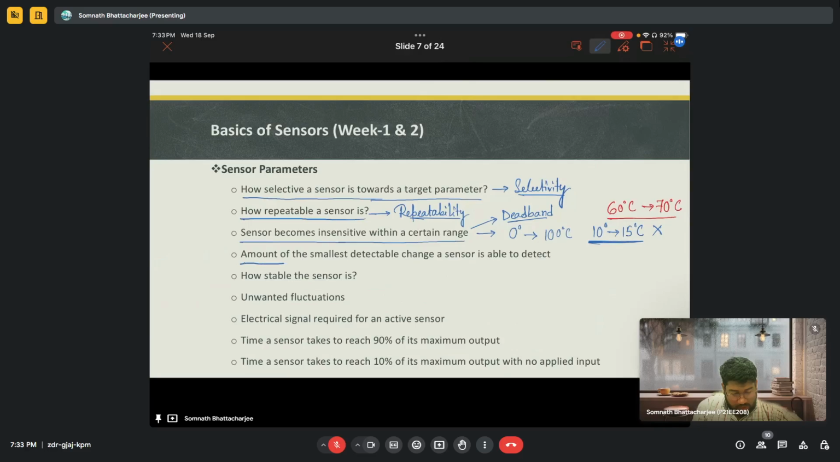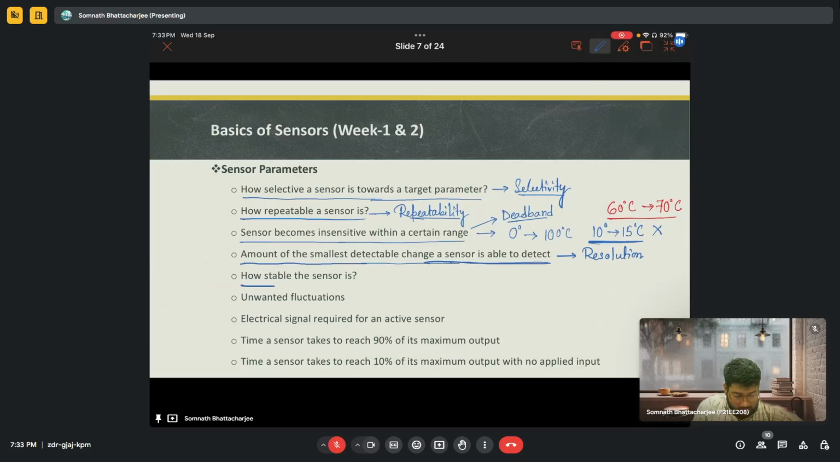Then the next one is the amount of the smallest detectable change a sensor is able to detect. So how small a change can a sensor detect? A very small change. This is called the resolution. In everyday life, we generally use this kind of resolution. So it is called resolution: the smallest amount of detectable change which a sensor is able to detect.